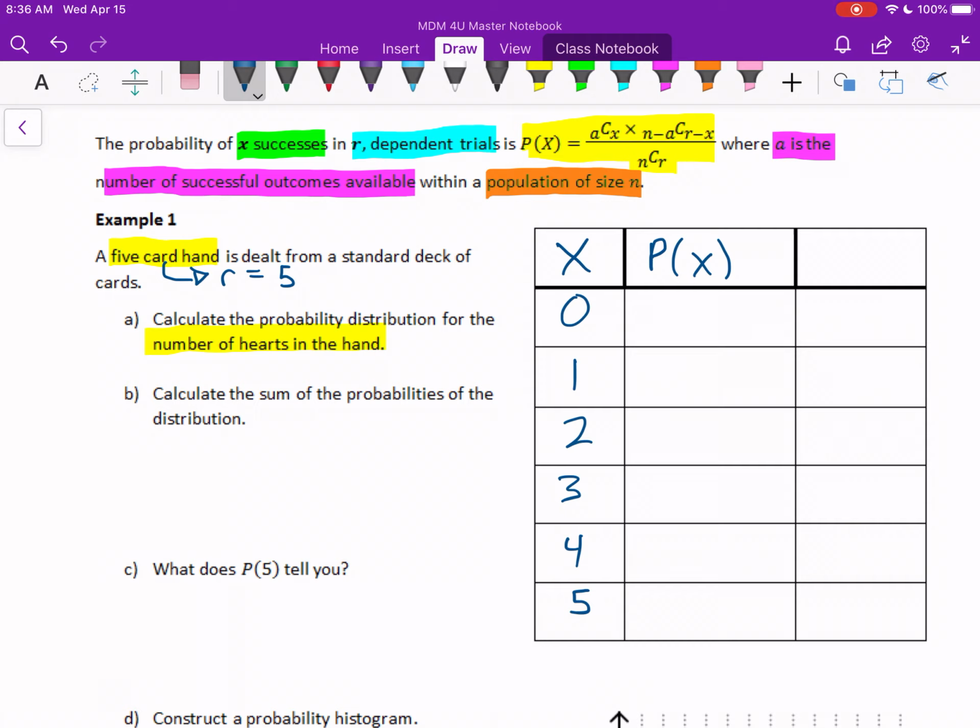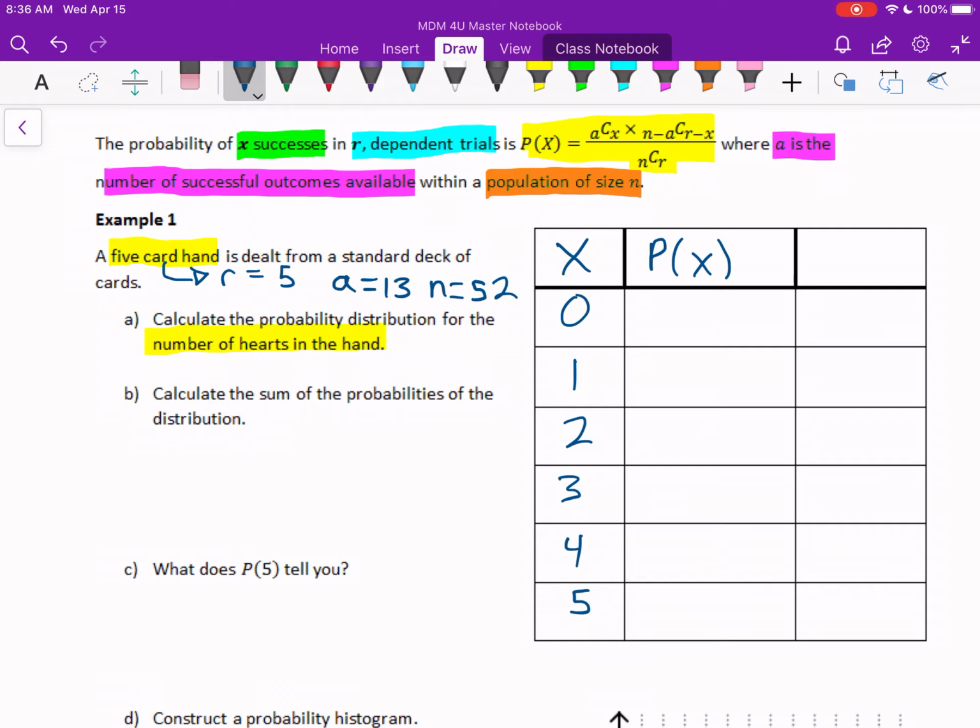So that's our R. A is the number of successful outcomes. I just mentioned what A would be. It's the number of hearts in the deck. It's the number of possibilities to start with. And N is the population size. In this case, the population is all the cards in the deck, so that's 52 cards. So those are the four variables we need, those three I just listed plus X changes from row to row.